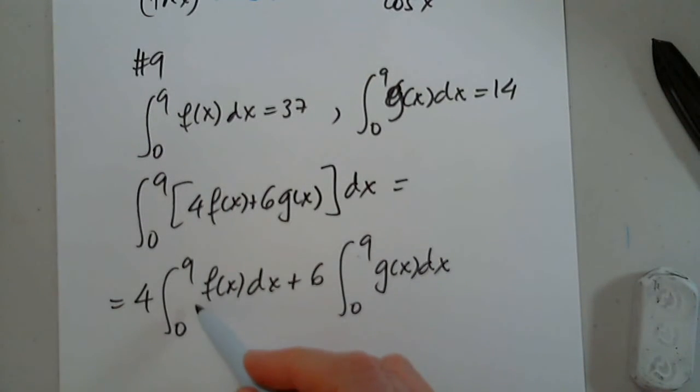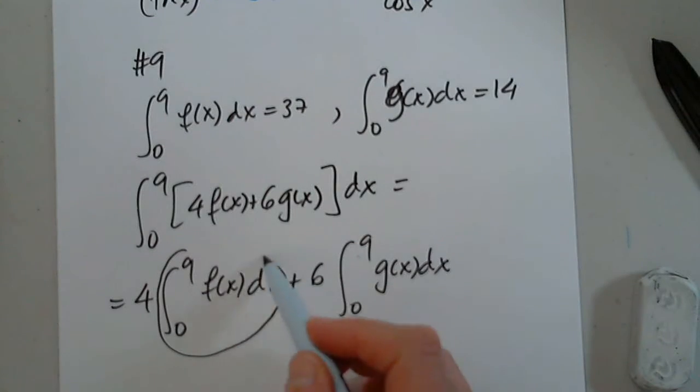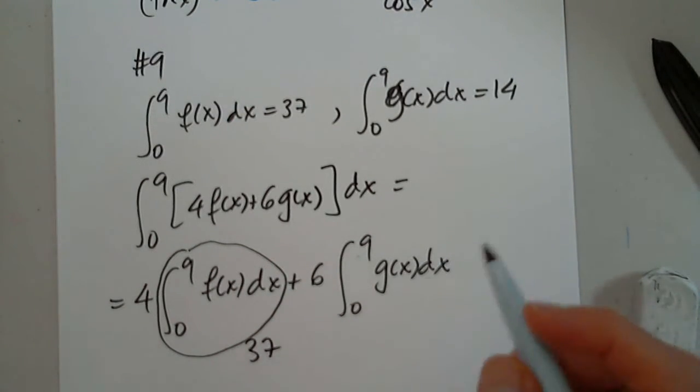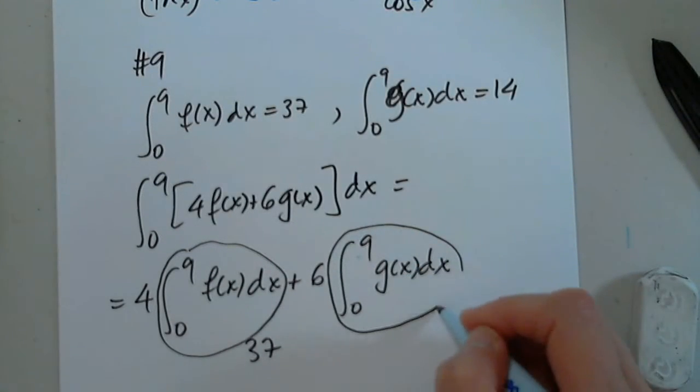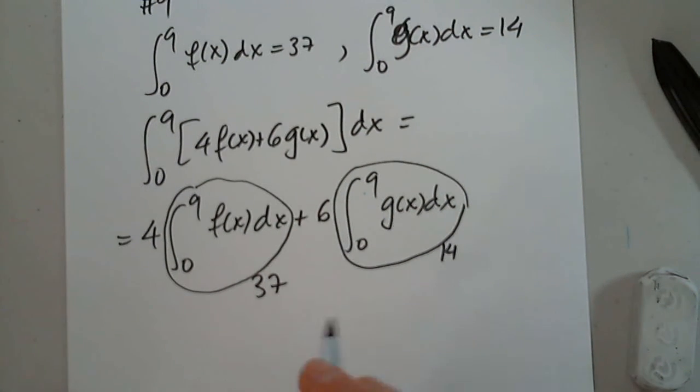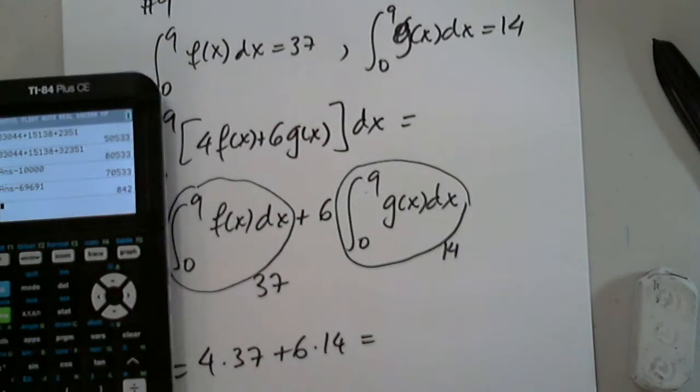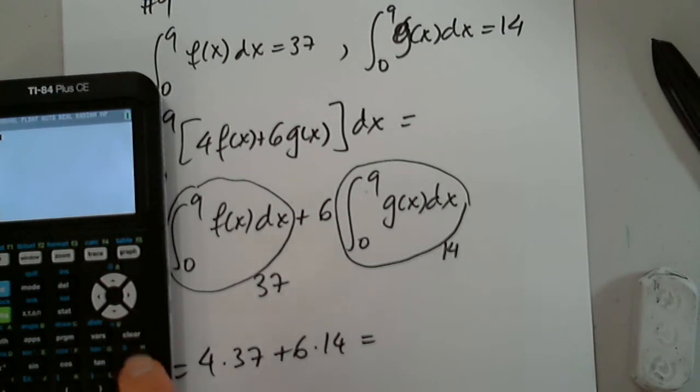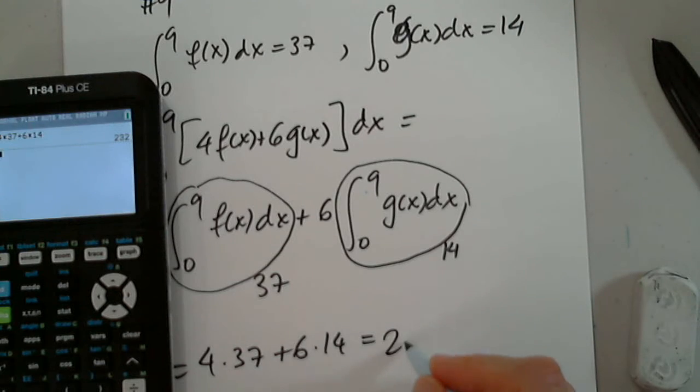And now I have this piece, which is 37, and I have this piece, which is 14. And I only need to calculate 4 times 37 plus 6 times 14. I'm lazy. 4 times 37 plus 6 times 14 is 232.